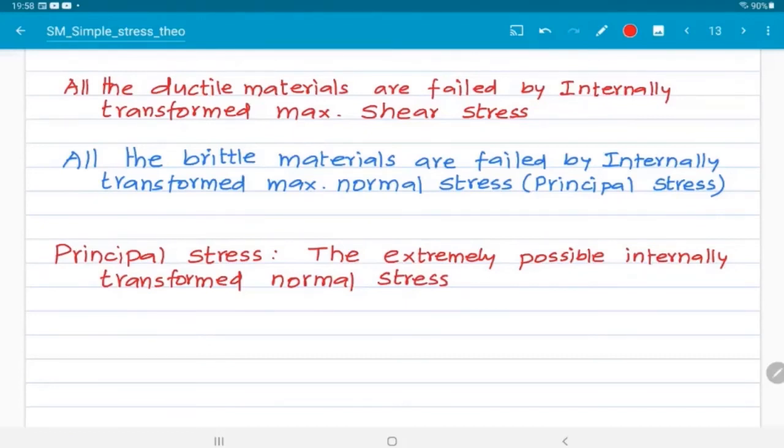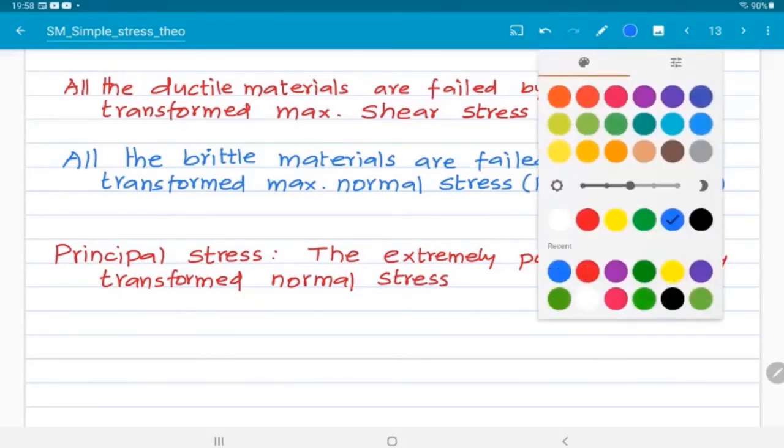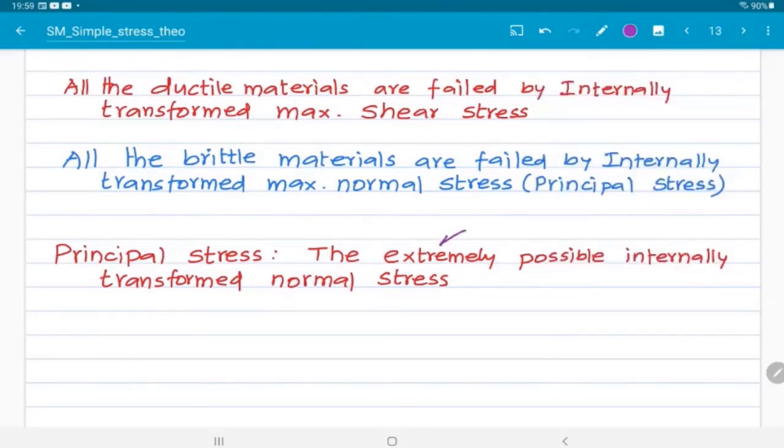Right. So why am I using the word extreme? It is because the principal stress may be positive or negative. It may be maximum or minimum. So what is the combined term? Which word is used to represent both maximum and minimum? Extreme. That is why I have used the word extreme. So the extremely possible internally transformed normal stress is called principal stress.